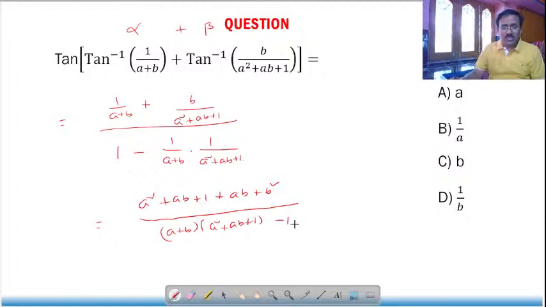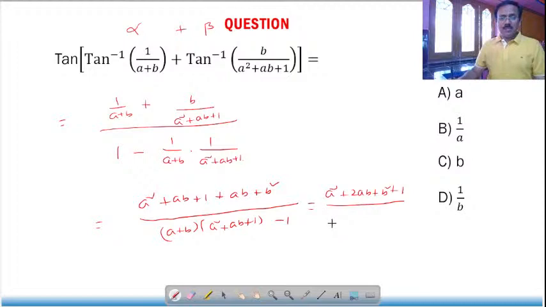You just see, friends, this is going to be a square plus 2ab plus b square plus 1. So you just multiply. Here also, if you take a common, a plus b into... sorry, here b is there, we forgot this point, b. So here also you will get minus b. Yes, you just simplify, friends.